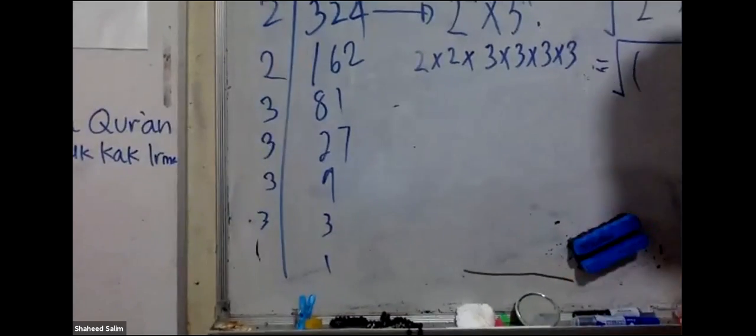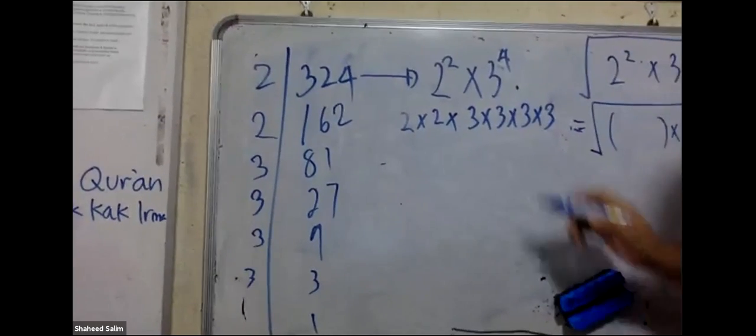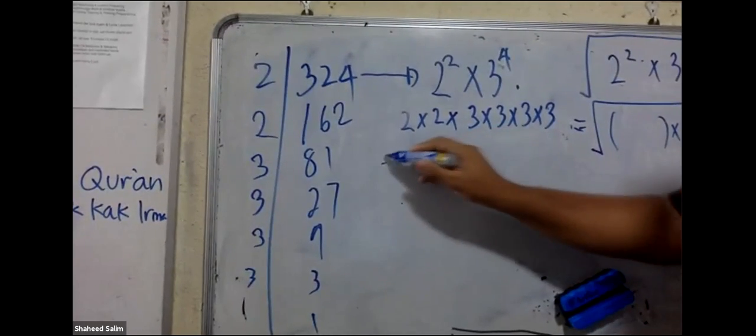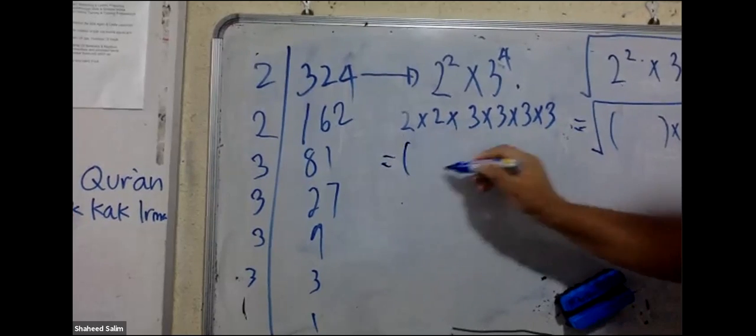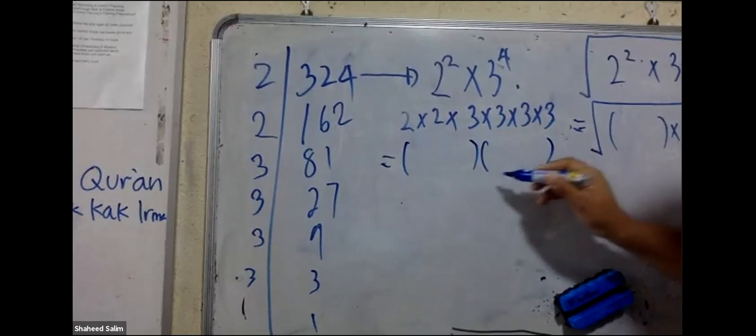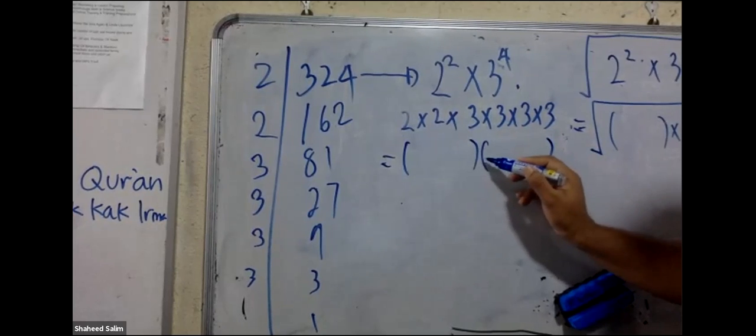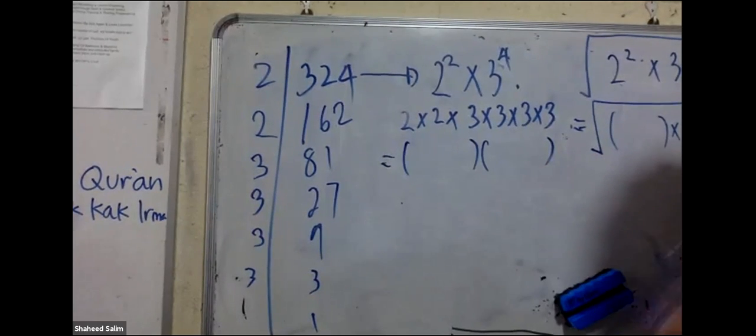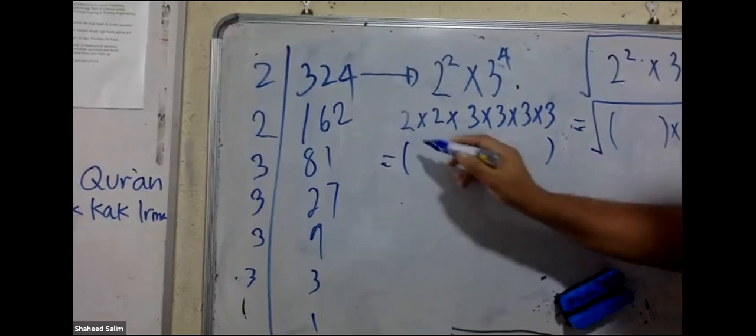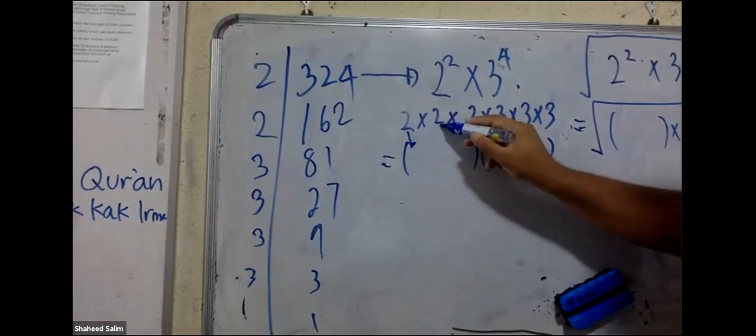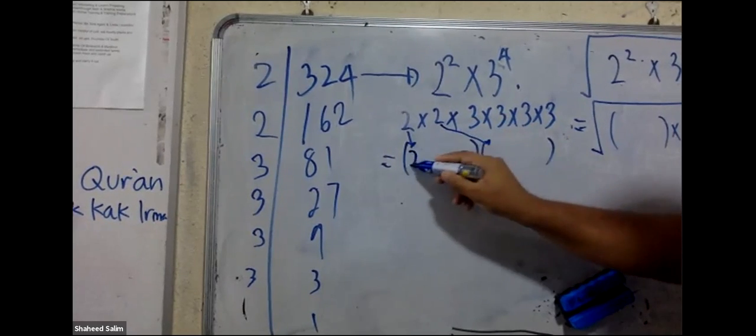Can you see? So I want to divide it into two groups. Oh, okay, no problem. Watch. I put two brackets here. If you have no sign in between, they are kissing one another, it means it's times. So I can put one 2 here. I can put the other 2 here.